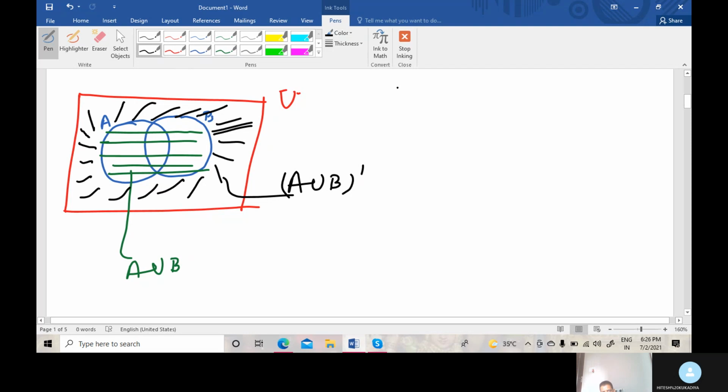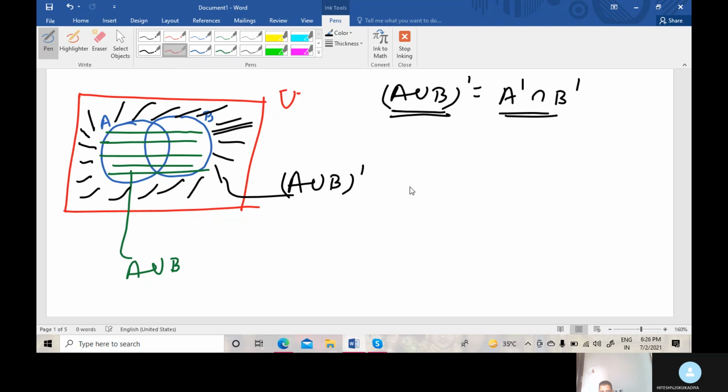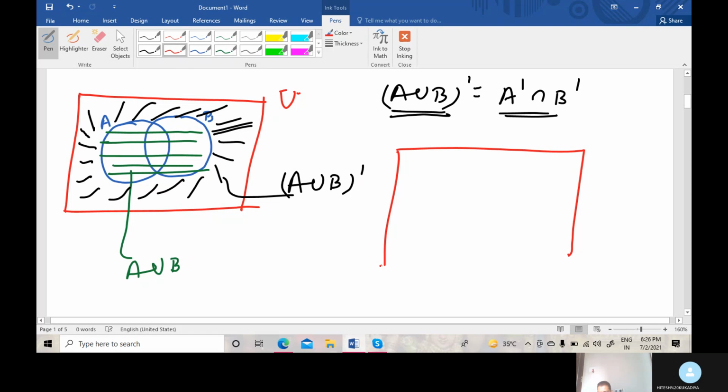Now our first law is what? (A union B) whole dash equals A dash intersect B dash. Okay, now the LHS is (A union B) whole dash. Now we verify A dash intersect B dash. Now we draw the Venn diagram. Look at this figure. Universal set. This set is called A. Now first we draw the complement of A.